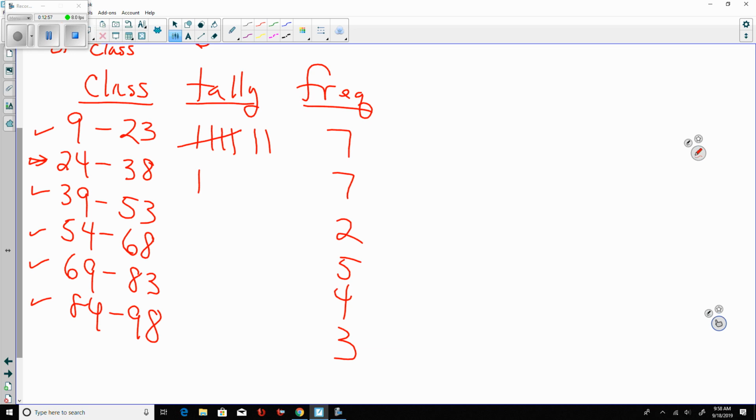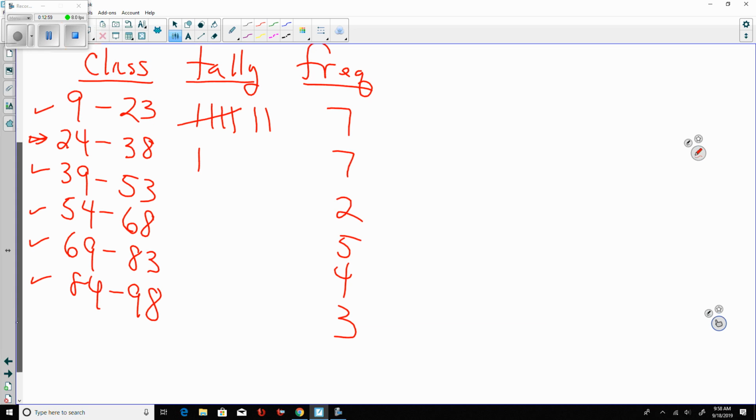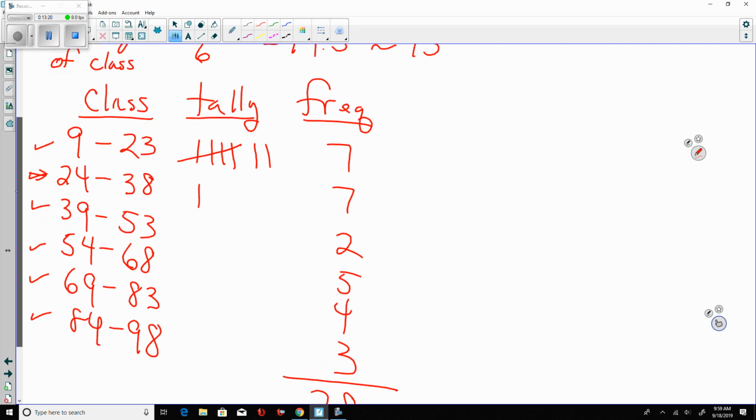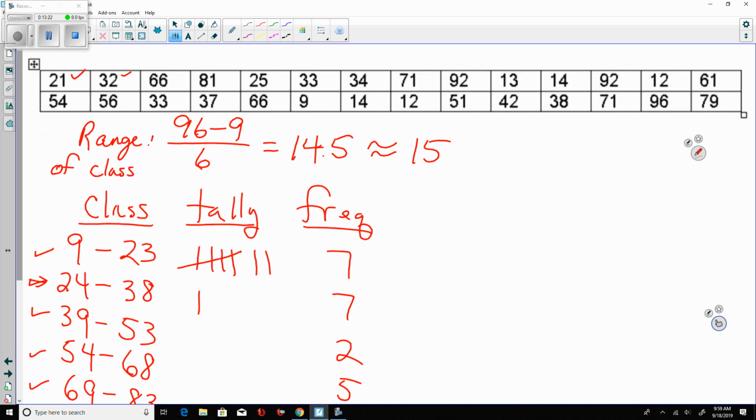Okay? The key thing you want to do is you want to add up your frequency. All right? So when you get all those values, add them up, take the time to do this, and that total should be 28. So these numbers, when I add them all together, give me 28. Then go back up here, or go back to your data, and count and make sure that there are 28 pieces of data.